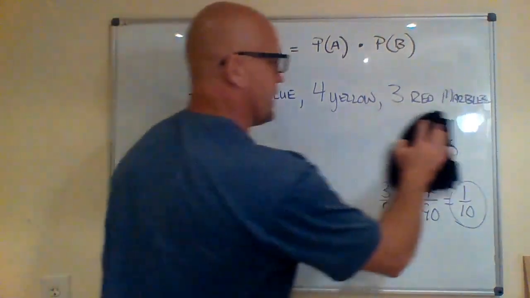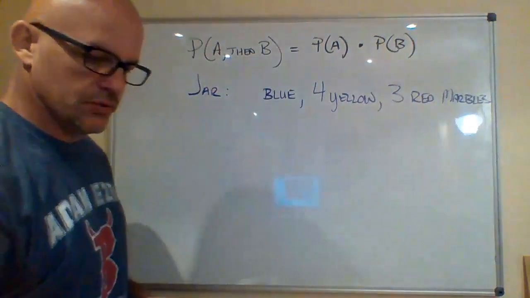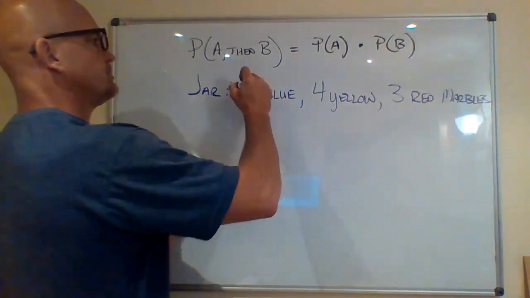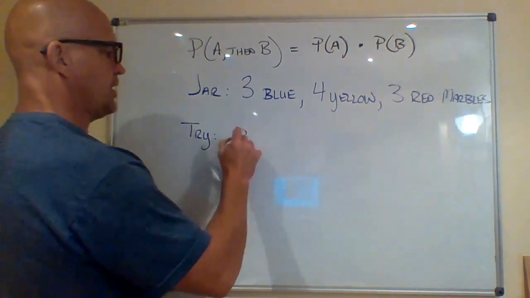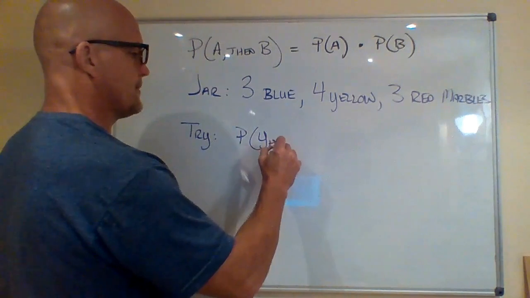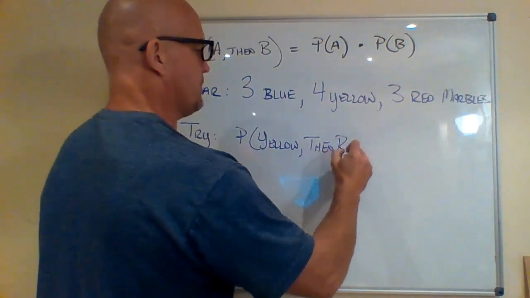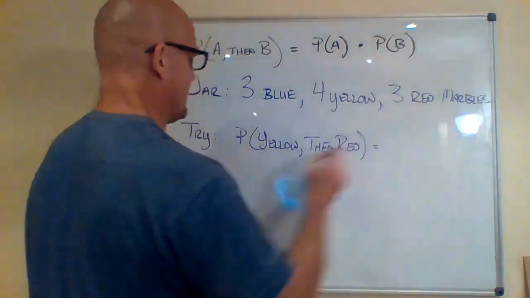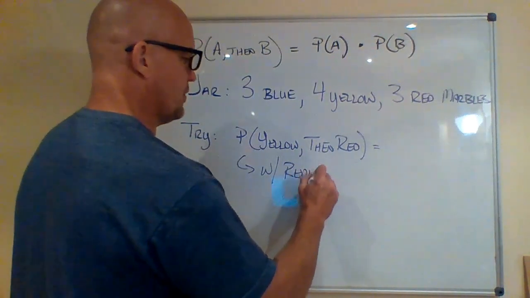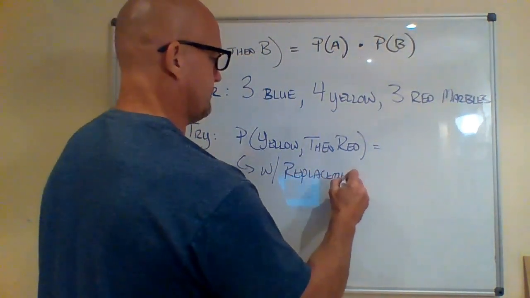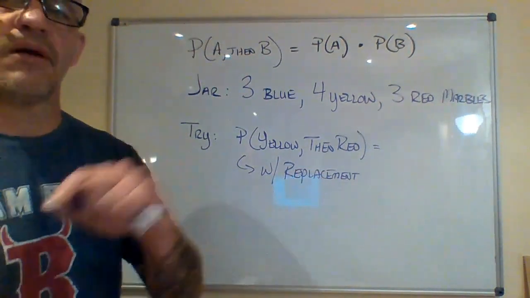I'm going to go ahead and have you try an example. We'll take this back to 3 blue. So let's have you try probability of yellow, then red. And for this one, let's have replacement. So with replacement. I want you to go ahead, pause the video, find that probability.